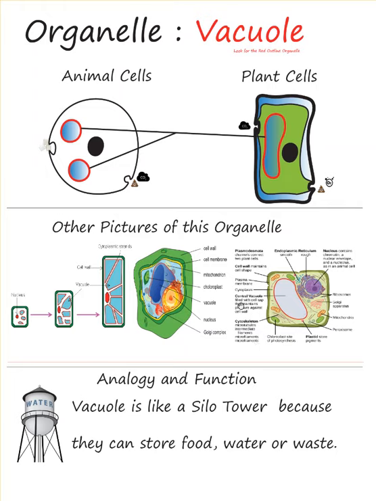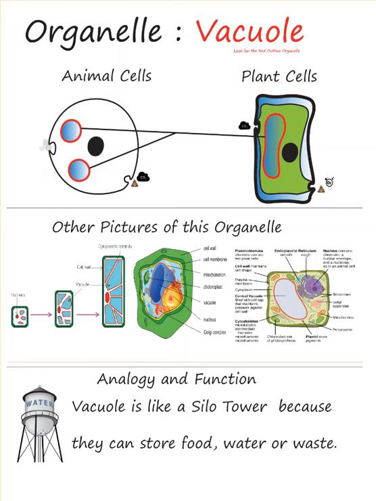And you don't have to write all these little things that are on here, but just so you get used to what they look like, different ways they might look. An analogy and function of the vacuole is like a silo tower because they can store food, water, or waste. Most of these towers that we have in our neighborhoods hold water, but if you go out in the rural areas, they hold grain, they hold seed, food in them instead, and they may even hold waste.